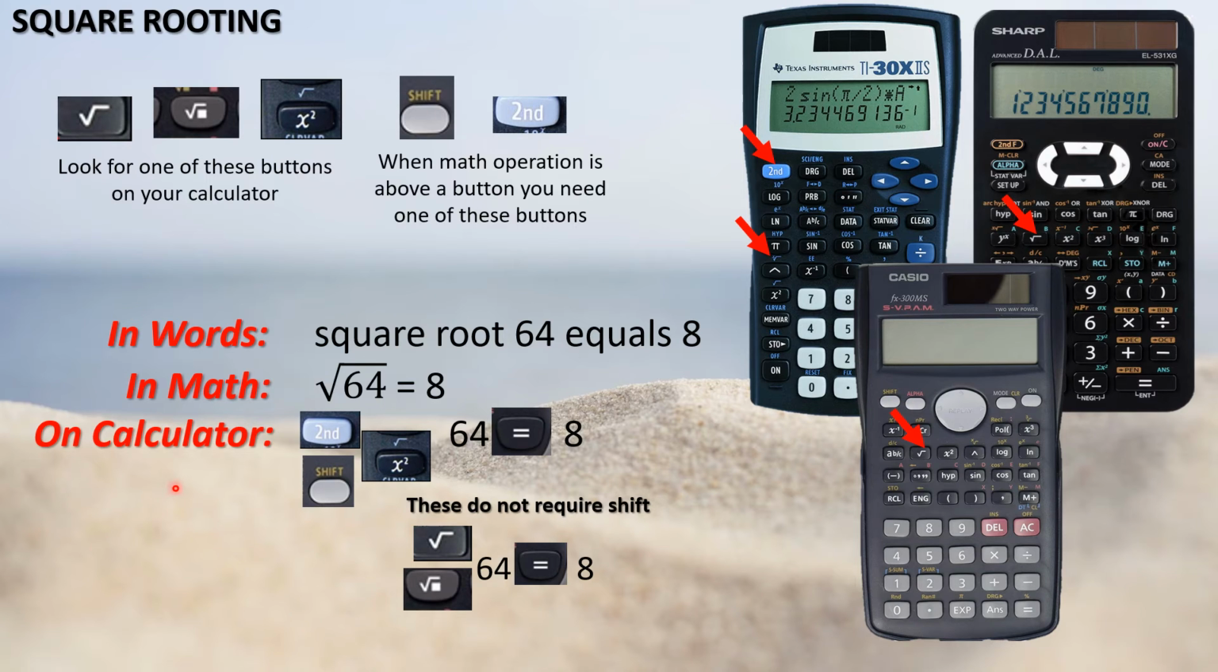So let's try this. You're going to hit second function, your square root sign, enter 64, hit equals, and you should get 8. If you don't require the shift or the second function button, then you're just going to hit your square root sign, enter 64, hit equals, and you should get 8. Now try that on your calculator.